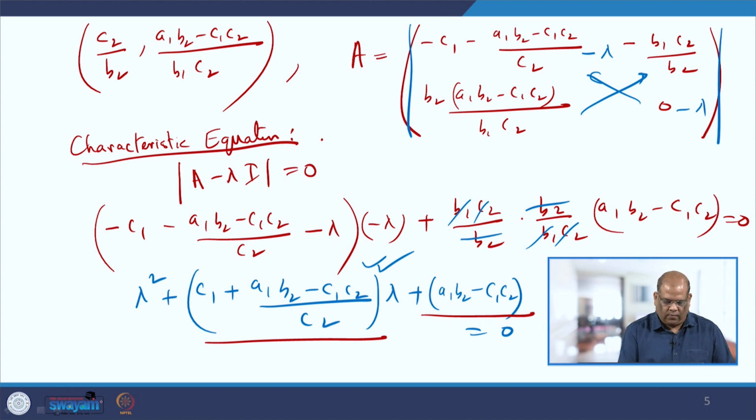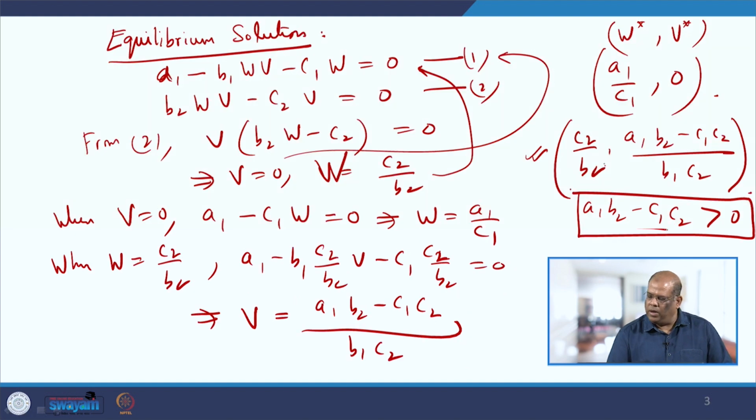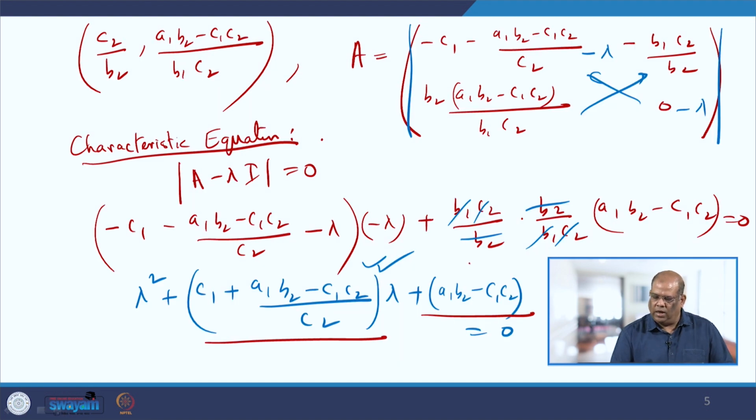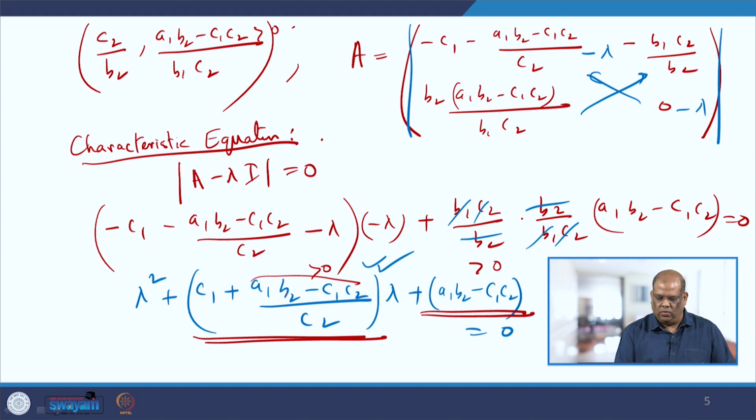Now, for the existence of the solution, we have already taken that A1 B2 minus C1 C2 has to be positive. So, this is obviously greater than 0. From here, this is also greater than 0. So, this is positive, this is also positive, and this system is always asymptotically stable. So, the conclusion is that whatever the values of A1, B2, C1, C2 may be, this condition is always satisfied and your system is asymptotically stable.